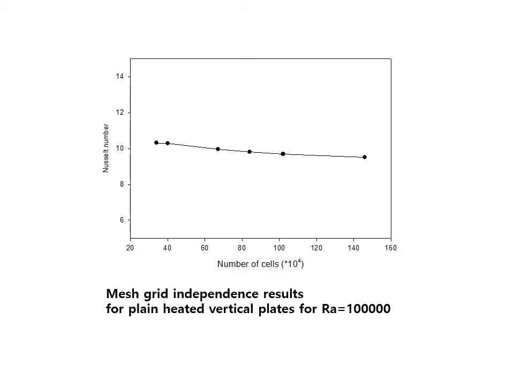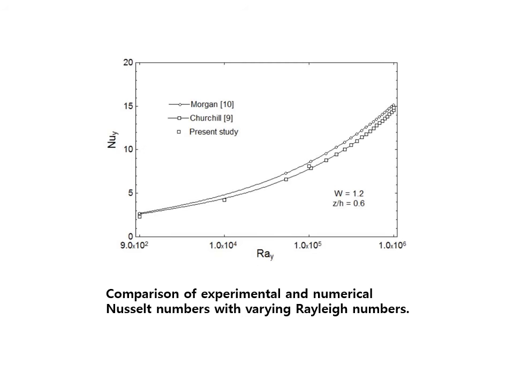With the variation of the number of cells like this one, up to this point there is a big variation compared to this one. Along this one, there are no big variations. So after that, we can be sure the result is very stable.